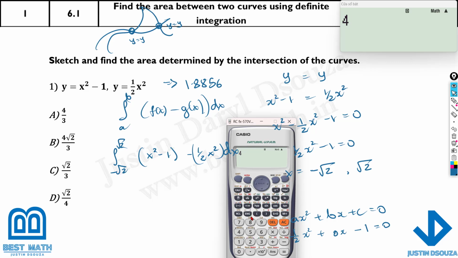So we can easily eliminate that one. This is not the correct answer. So let's try the next one. 4 root 2 divided by 3. Is it correct? Yes. So option B is the correct answer.